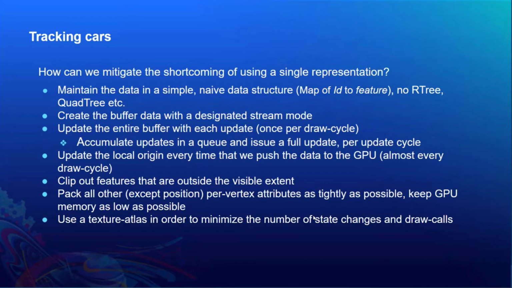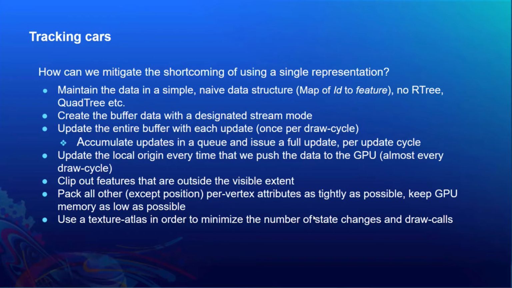How can we mitigate some of the shortcomings of using a single representation? We're simply maintaining a trivial data structure, which is just a map of ID to feature. No R-trees, nothing complicated. We initialize the buffer, in this case the vertex buffer, in a designated stream mode. Every time we're rendering, we're going to upload the entire data over to the GPU. We're using local origin to deal with the 32-bit precision problem. We're going to maybe talk a little bit about that in a later slide.